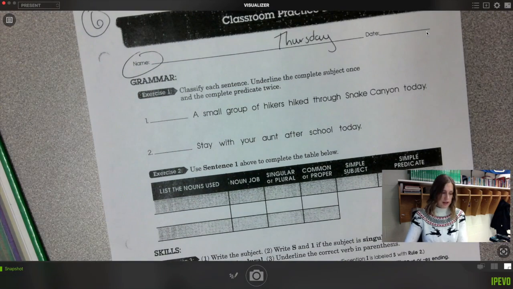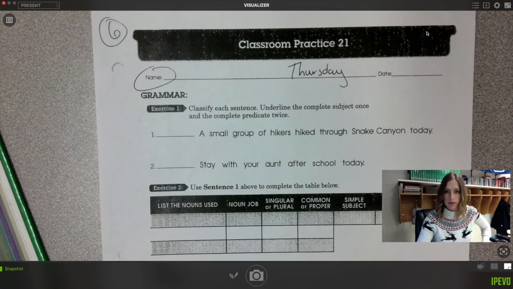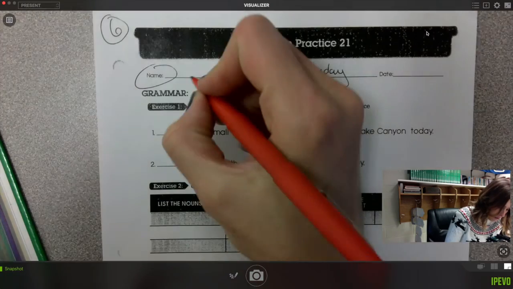We're going to start by classifying these sentences. We're going to underline the complete subject once and the complete predicate twice. Go ahead, put your name on top.